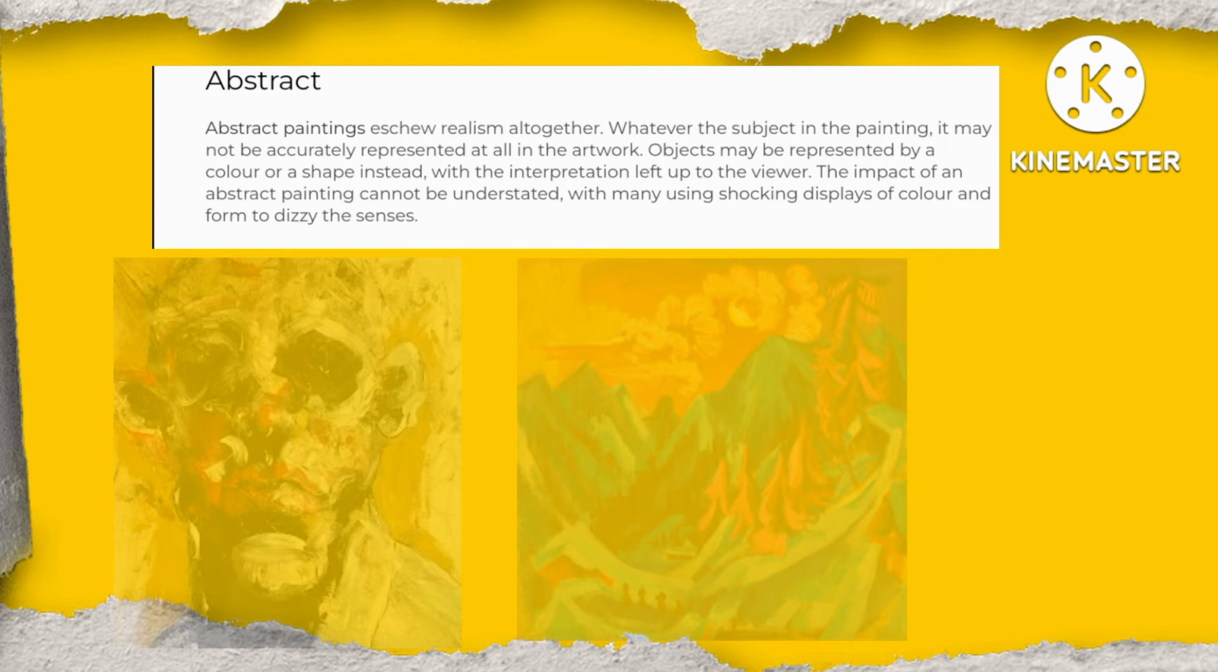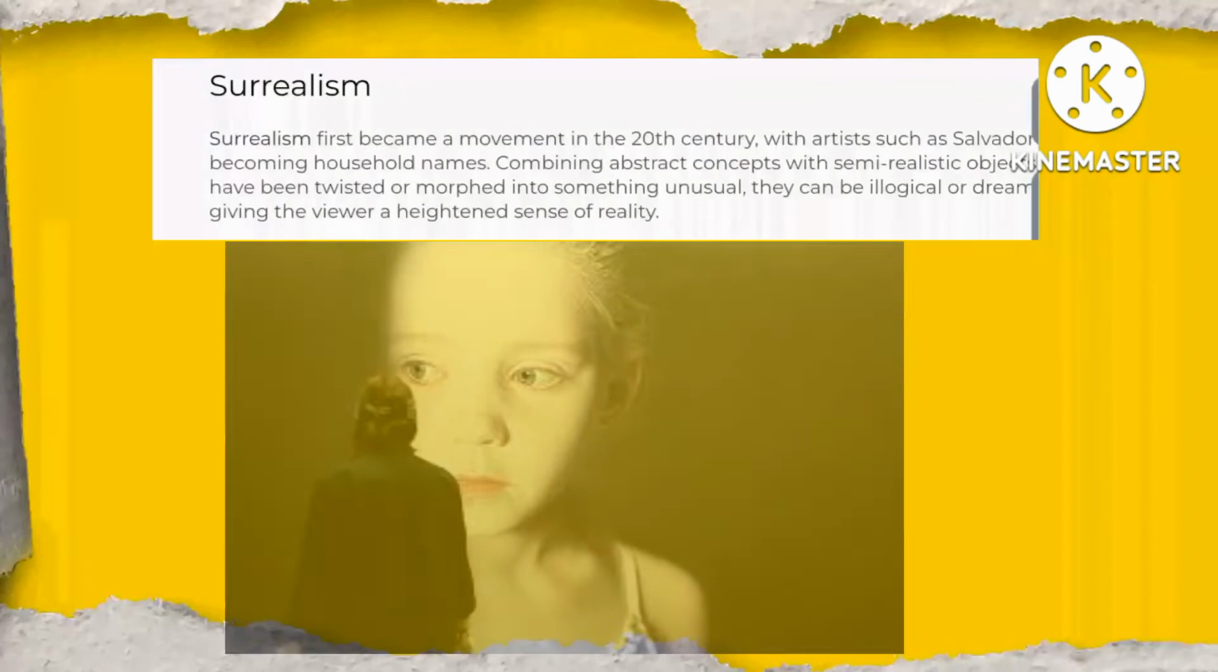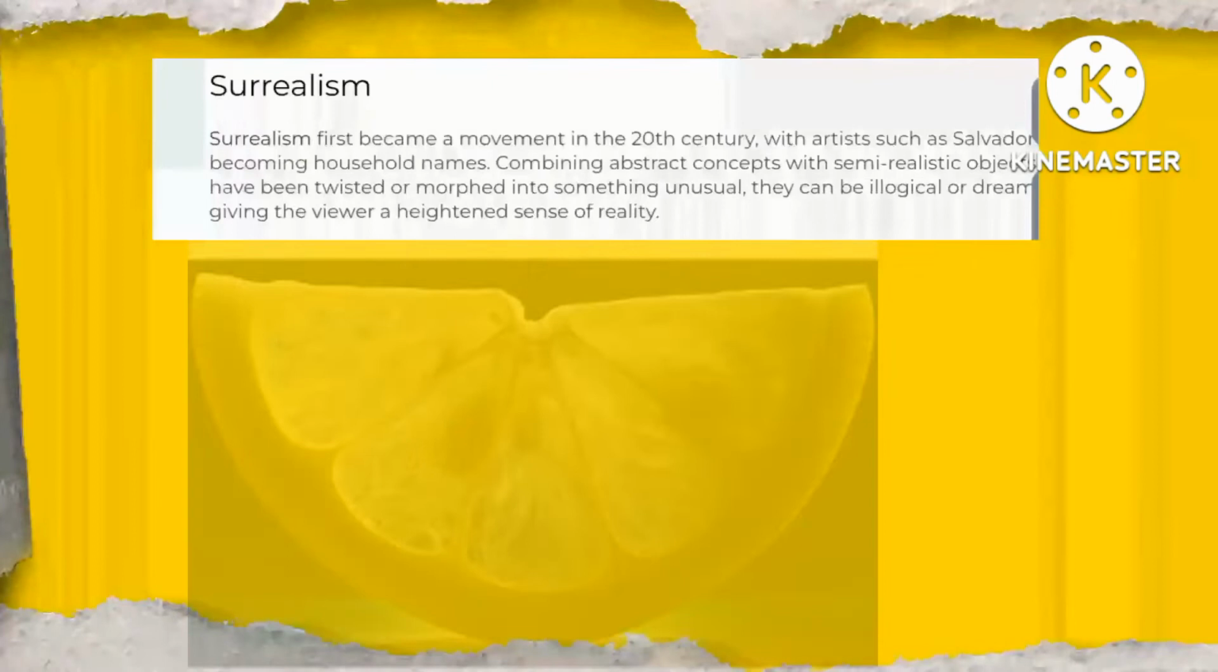Number 4, Surrealism. Surrealism first became a movement in the 20th century, with artists such as Salvador Dali becoming household names. Combining abstract concepts with semi-realistic objects that have been twisted or molded into something unusual. They can be illogical or dreamlike, giving the viewer a heightened sense of reality.